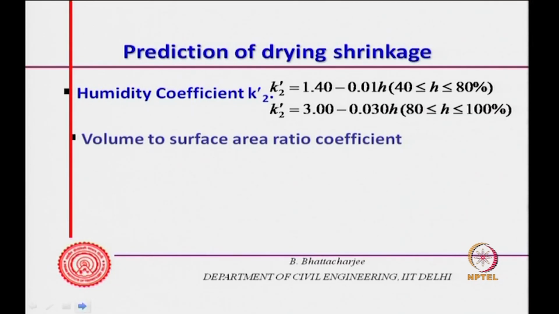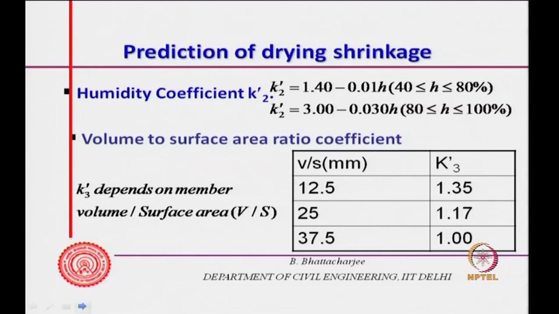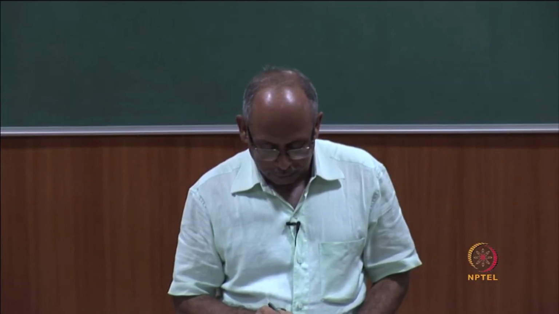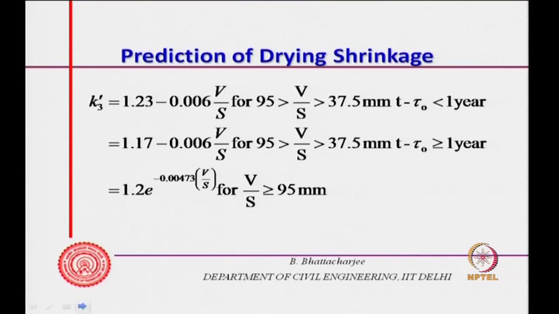Now, volume to surface area ratio. K3 depends on the member volume to surface area ratio, and this is a part of the table. If it is 12.5, it is 1.35. We said that more surface area means more evaporation. So, as this increases, there will be a reduction. 37.5 has been taken as a base case, and if it is less than that, then you will have more values. So, K3 dash depends upon the volume to surface area ratio. For any other values other than 37.5, it is given by this kind of formula.